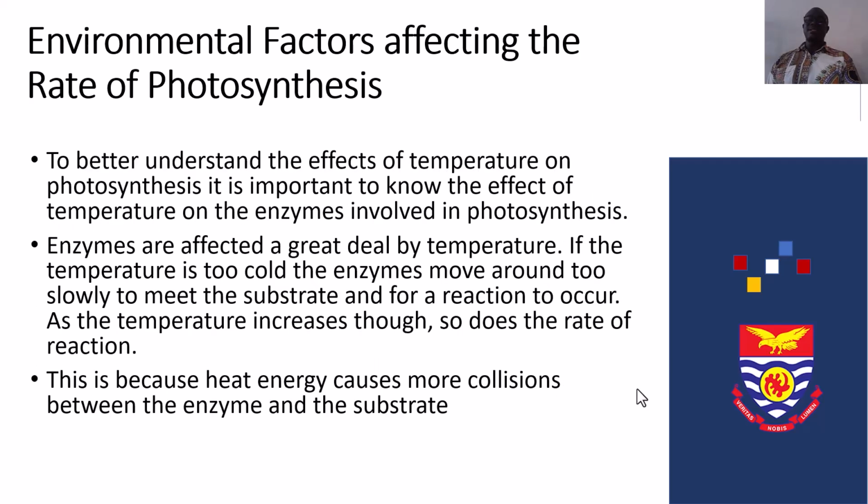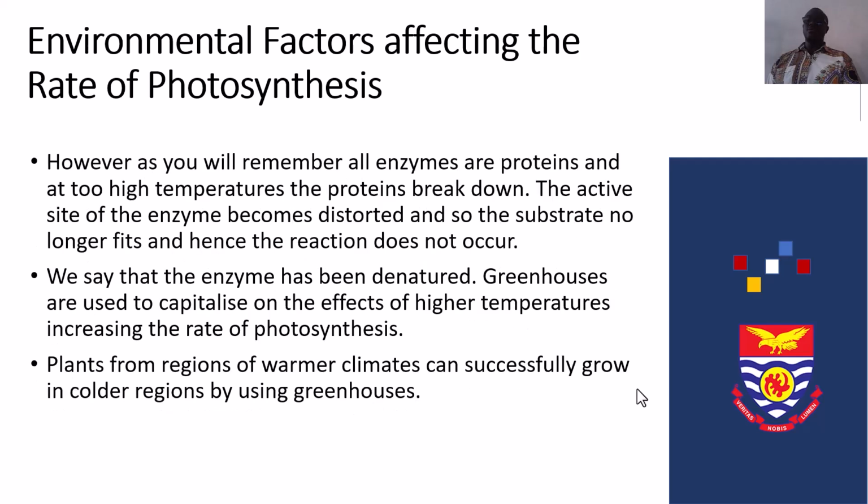To better understand the effect of temperature on photosynthesis, it is important to know the effect of temperature on the enzymes involved in photosynthesis. Enzymes are affected a great deal by temperature. If the temperature is too cold, the enzymes move around too slowly to meet the substrate and for a reaction to occur. As the temperature increases, though, so does the rate of reaction. This is because heat energy causes more collisions between the enzyme and the substrate.